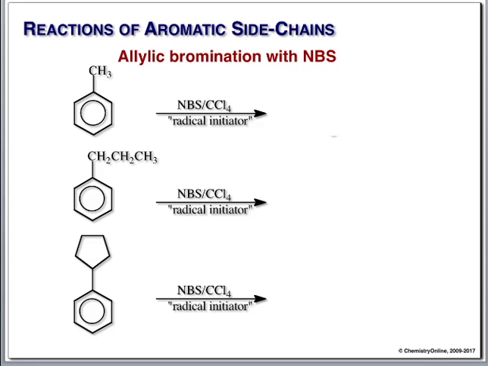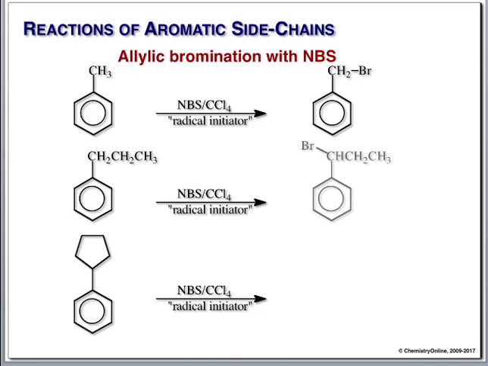Here we have a propylbenzene. The allylic or benzylic hydrogen is this guy. Again, NBS, a little bit of light, and we wind up with the brominated propylbenzene product. The benzylic hydrogen here is hiding here. This tertiary carbon does have a hydrogen. It is benzylic. It will undergo free radical halogenation and give us the bromo product.